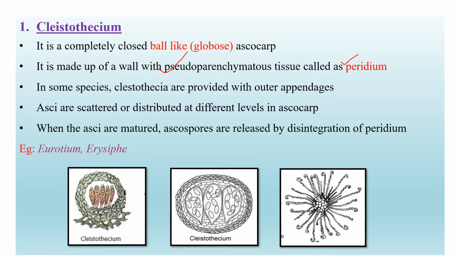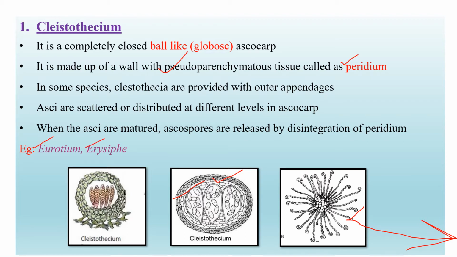In some species, Cleistothecia are provided with outer appendages. Here in this picture, you can see these Cleistothecia are provided with appendages, and asci are scattered at different levels in this Cleistothecium. Ascospores are released through the disintegration of this peridium. Only if this peridium disintegrates will ascospores be able to release. Examples where we can find Cleistothecia are Eurotium and Erysiphe.